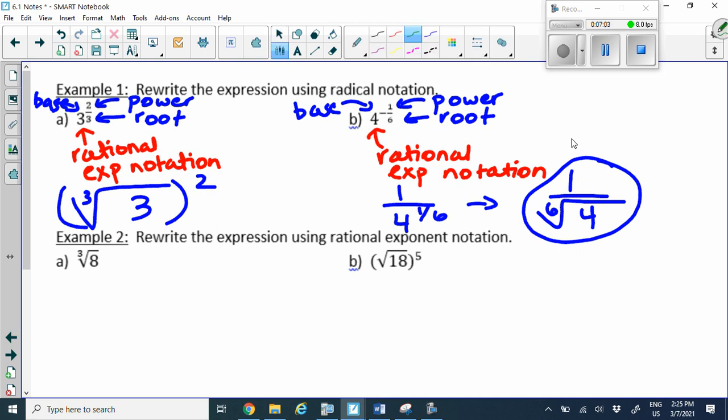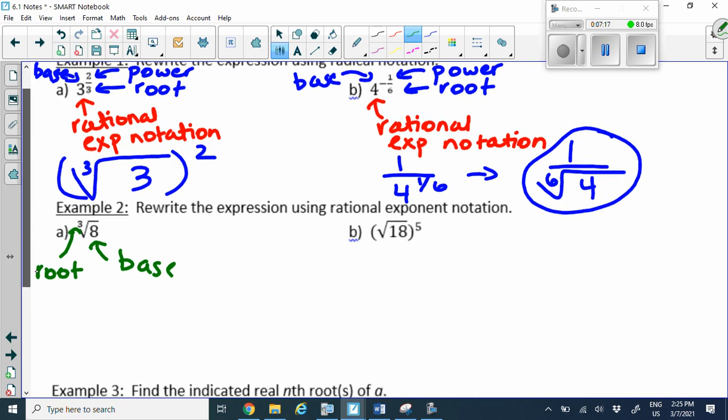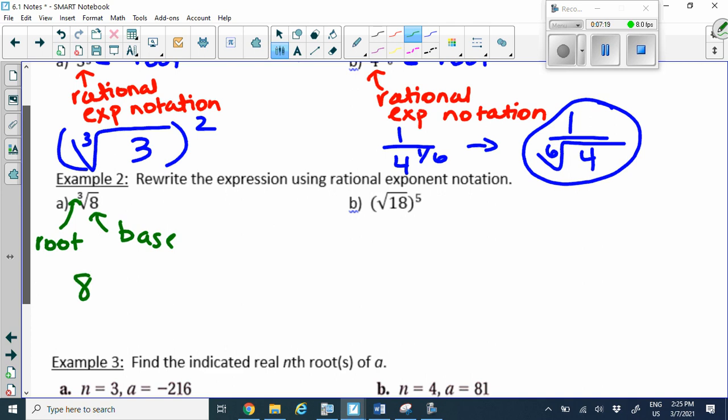So let's identify our base, the root, and the power. So our base here is going to be 8. Our root is going to be the 3. And though we don't see a power, that means the power is going to be 1. So how I'm going to rewrite this is I have 8 as my base. The power always goes on top for our fraction, and then our root goes in the denominator. So we have 8 to the 1/3 power. That's how we write it, okay?